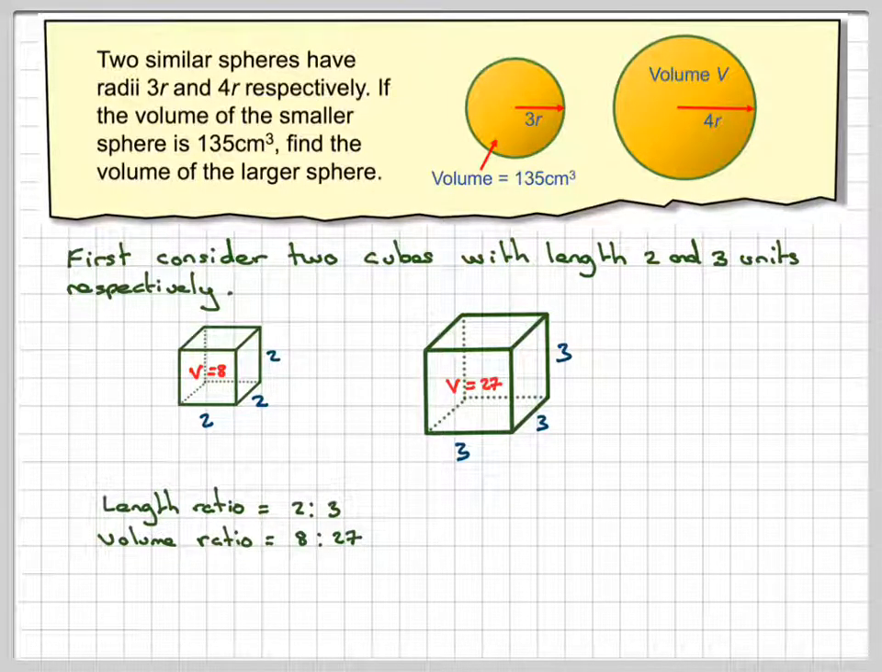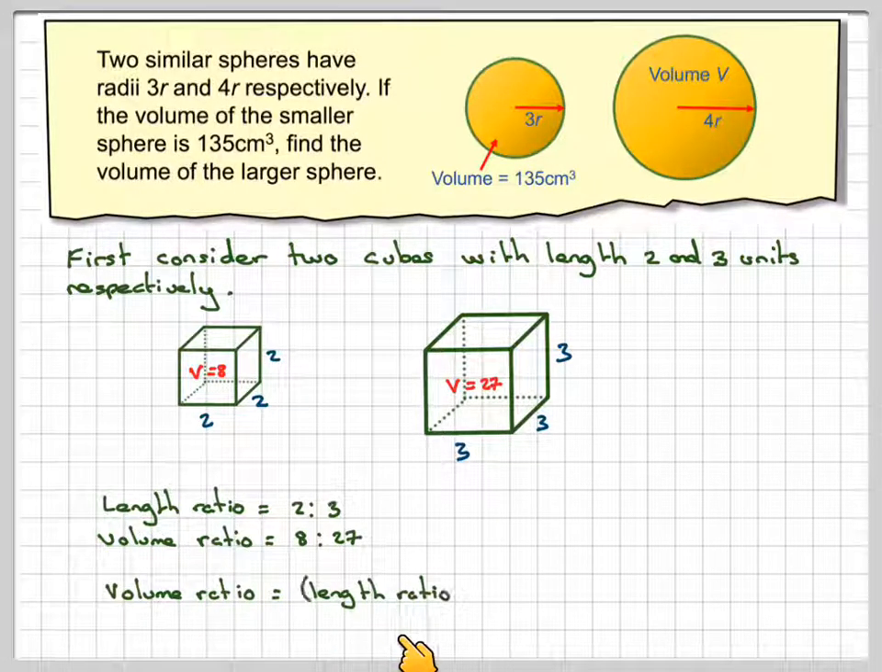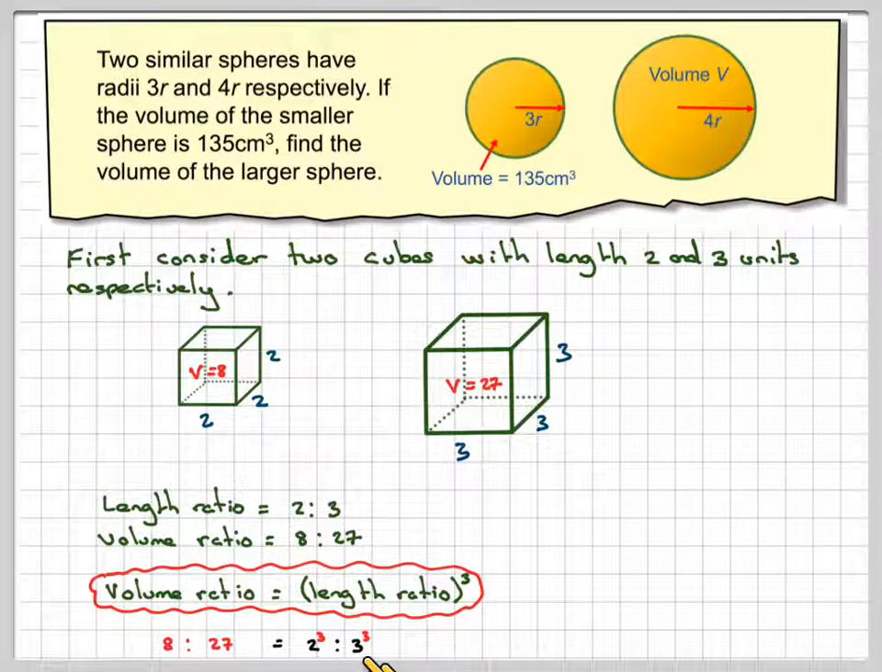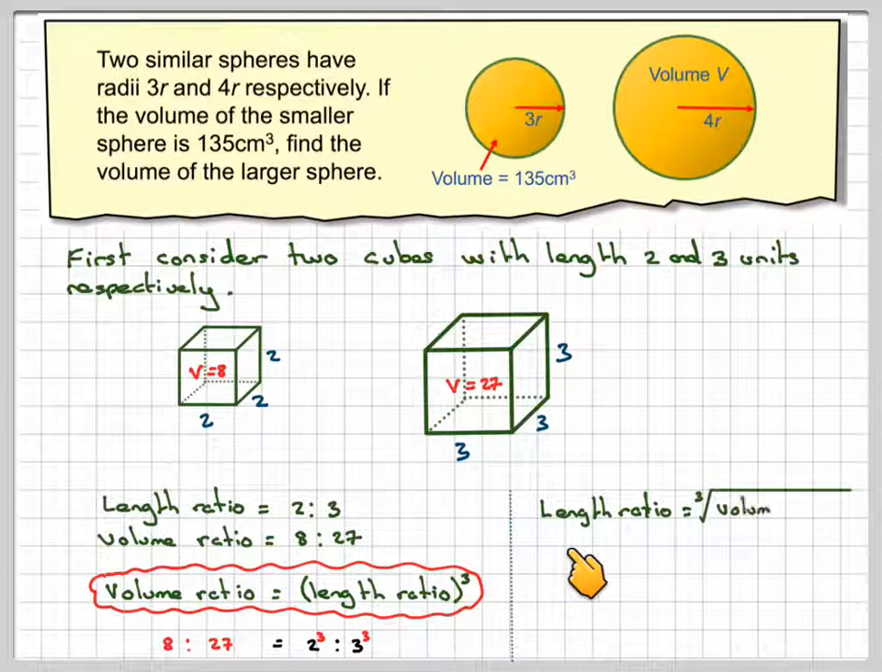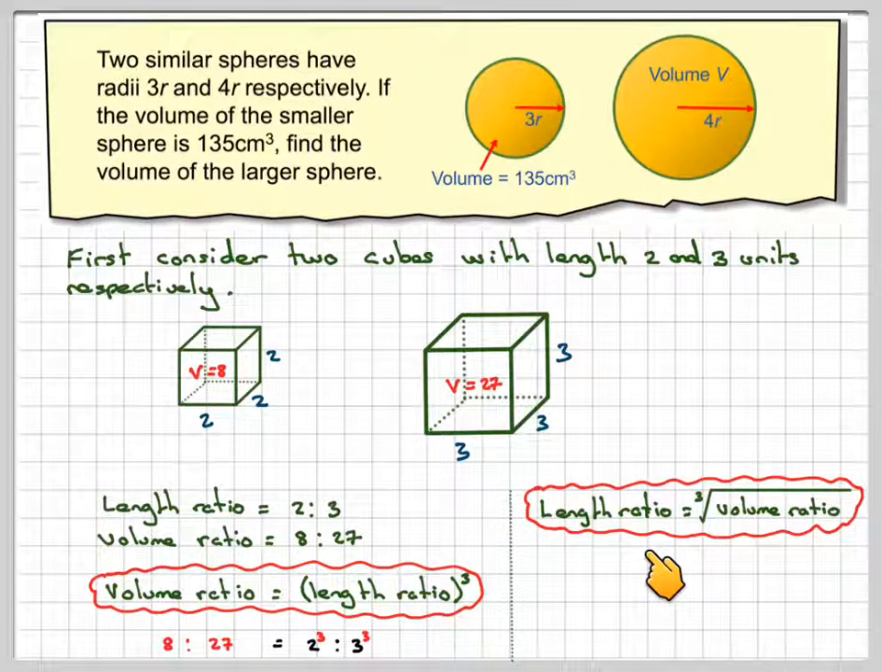Pause the video and see if you can determine the relationship between the volume ratio and the length ratio for similar shapes. You should have come up with: the volume ratio is the length ratio cubed. Note that 8 to 27 is the same as 2 cubed to 3 cubed. Also, if you're working backwards, if you want to find the length ratio from the volume ratio, then the length ratio will be the cube root of the volume ratio. Remember, the two shapes have to be similar for this to work.